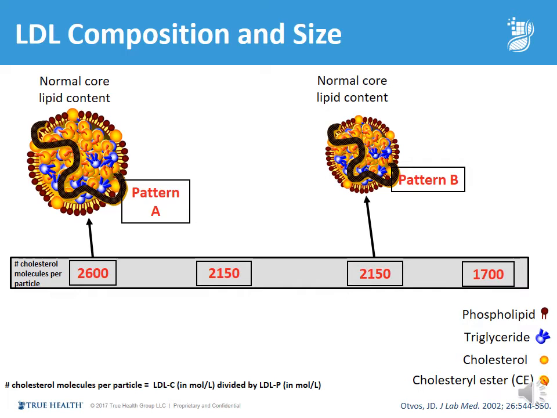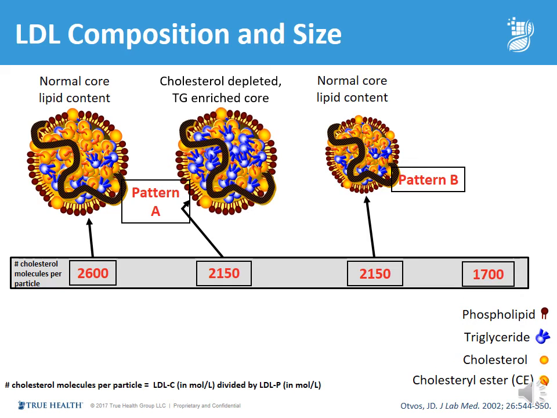Now, if both of those patients had an LDL cholesterol of, say, 70 or 100 milligrams, it would require more of the smaller particles to traffic that collective amount of cholesterol. So the person with a smaller LDL would have a higher LDL particle count. But it's not all size.